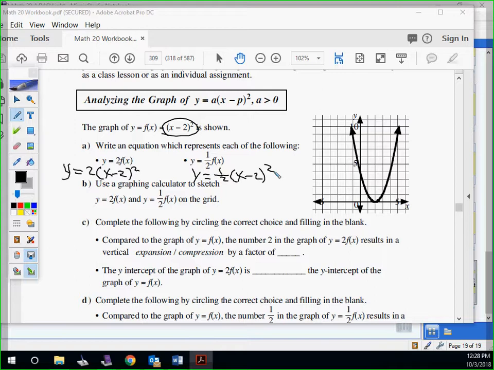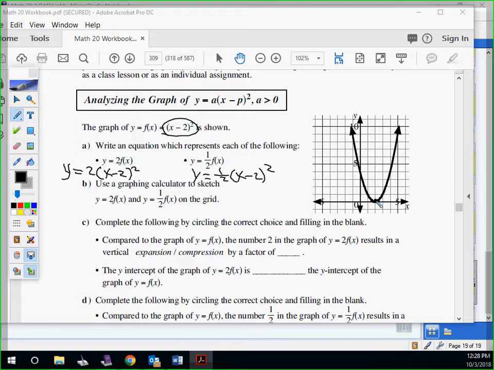Just to stay on the page, I'm going to sketch it. You can do it with a couple of points, even. I can just plug in a point to see what's happening. So I can plug in 2. 2 minus 2 is 0, 0 times 2 is 0. So it's still going to have the same vertex. The vertex didn't change.